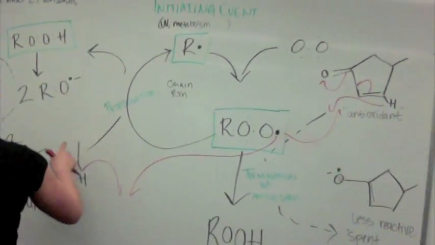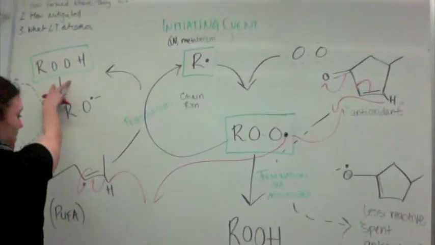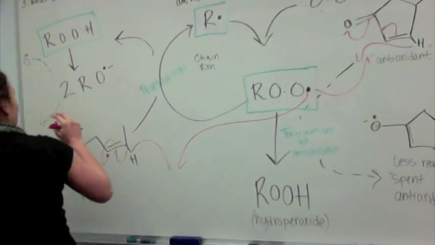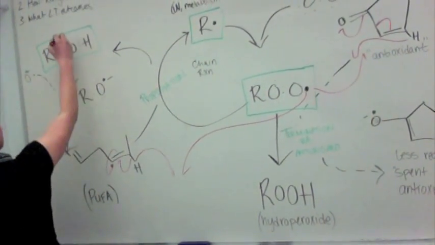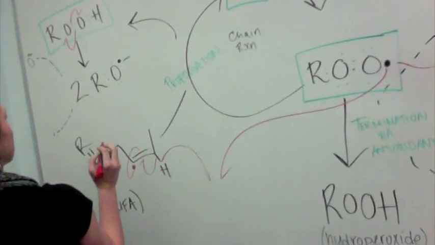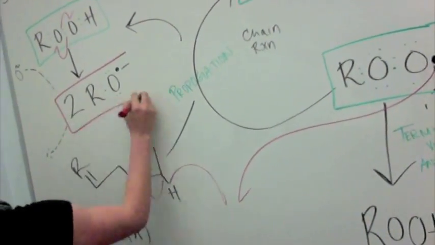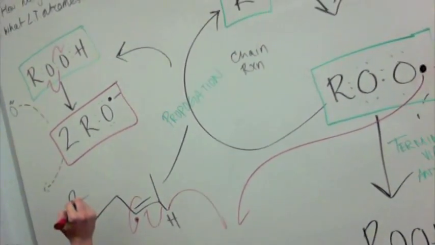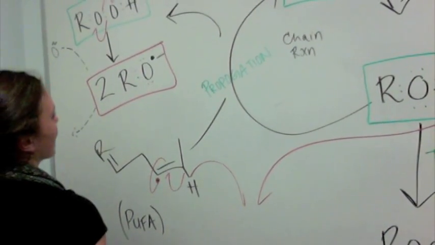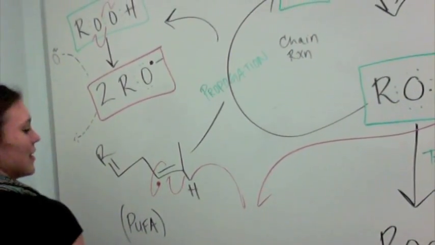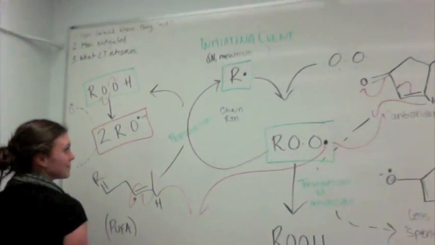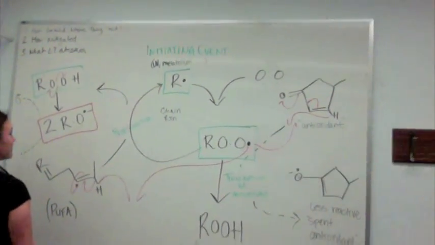And so we end up with another one of these hydroperoxides, or hydrogen peroxide, which then likes to split because the oxygens don't like to be next to each other. It's not very stable, and we end up with two of these reactive oxygen species, which go on to react with other cellular proteins and fatty acids. Yay!